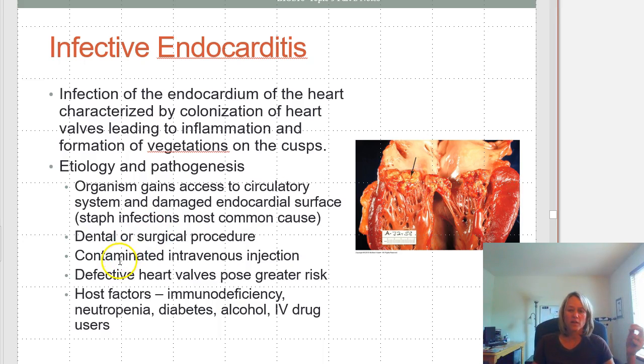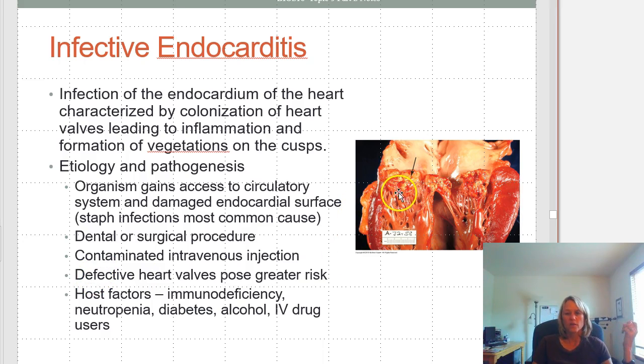And this can occur even with dental or surgical procedures. With just the dental scraping of the teeth, bacteria can get into the blood. And then if you have defective heart valves, they can colonize those heart valves and lead to endocarditis. And that's why patients with known defective heart valves, like a severe heart murmur, or even not so severe, but they have a heart murmur, will take prophylactic antibiotics before they get their teeth cleaned.